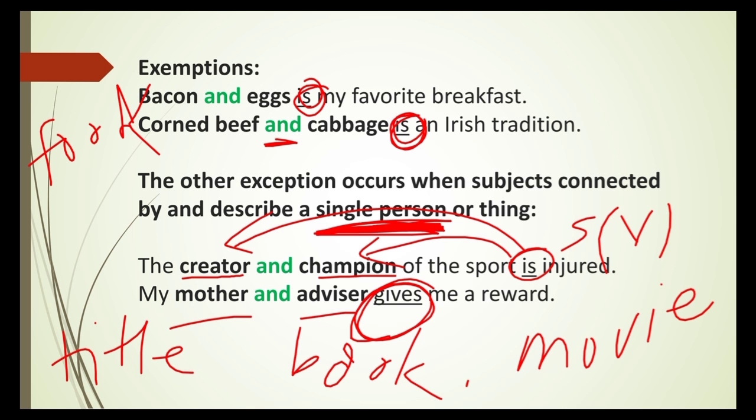So, dito sa joined by and, uulitin ko yung mga exemptions: except for food, except if you are describing a single person, except it's a title of a book or title of a movie, or except if it has each or every in the beginning. So, yon. Magiging singular yung ating subject na joined by and because of them. Next.